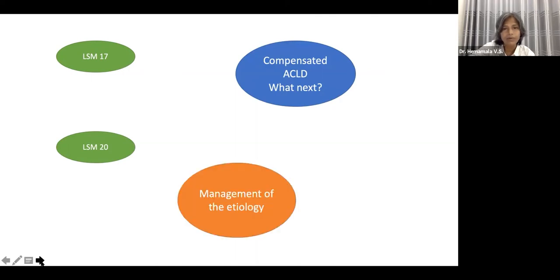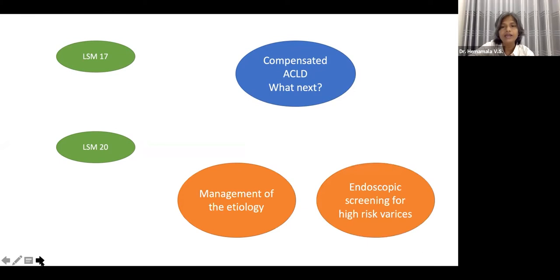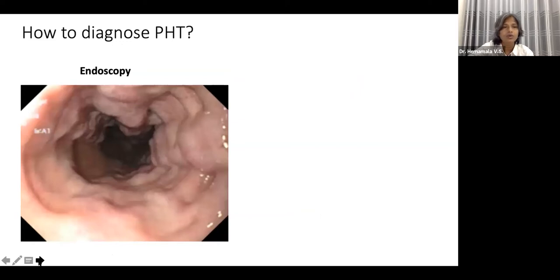The next step would be, one, management of the etiology. If it is due to hepatitis B or hepatitis C, we have to give antivirals. If it is because of alcohol, we need to stop the alcohol. So we have to definitely tackle the etiology. And then the next one, which was almost universal, was to do the endoscopic screening for high-risk varices. Because if they have large varices, they are likely to bleed, and the chances of further complications are also high. So this was what was standard: we have to do an endoscopy. So this is what is now getting changed.